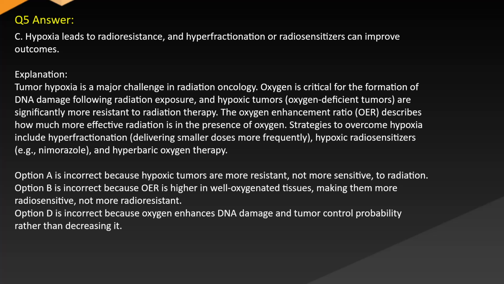Option A is incorrect because hypoxic tumors are more resistant, not more sensitive, to radiation. Option B is incorrect because OER is higher in well-oxygenated tissues, making them more radiosensitive, not more radioresistant. Option D is incorrect because oxygen enhances DNA damage and tumor control probability rather than decreasing it.